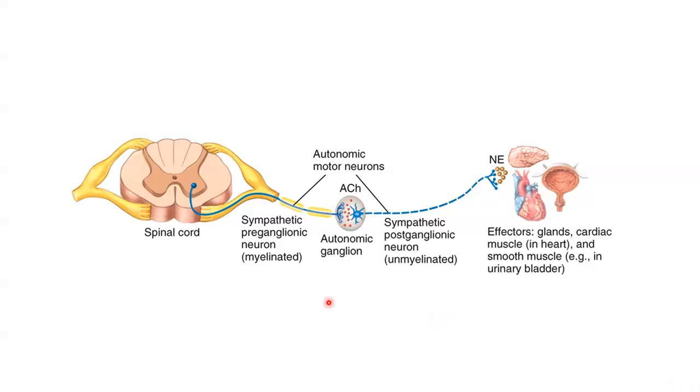So taking a look at this image, we have our preganglionic neuron here, going from the spinal cord or the brainstem to our ganglion. It's a myelinated nerve fibre. Here we have our postganglionic neuron extending from our ganglion to our effectors, and this is an unmyelinated nerve fibre.